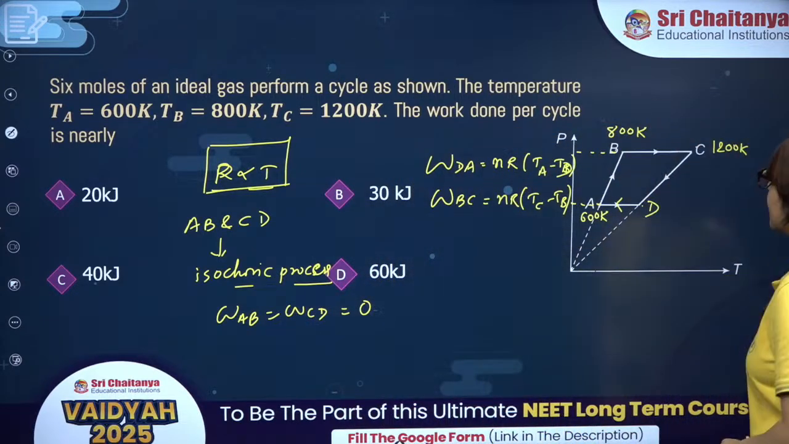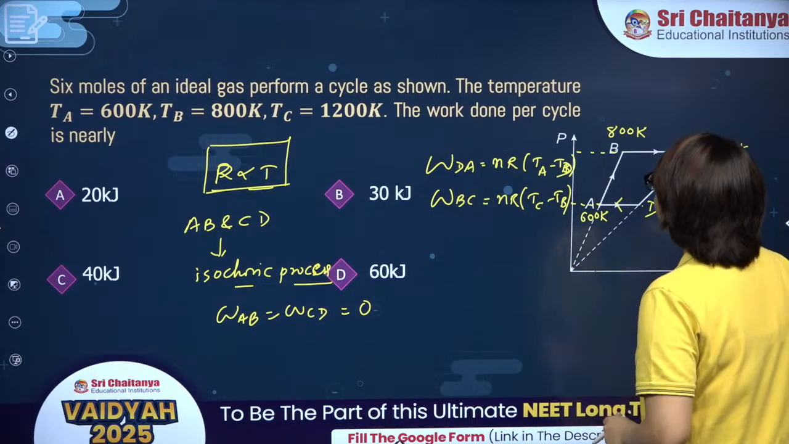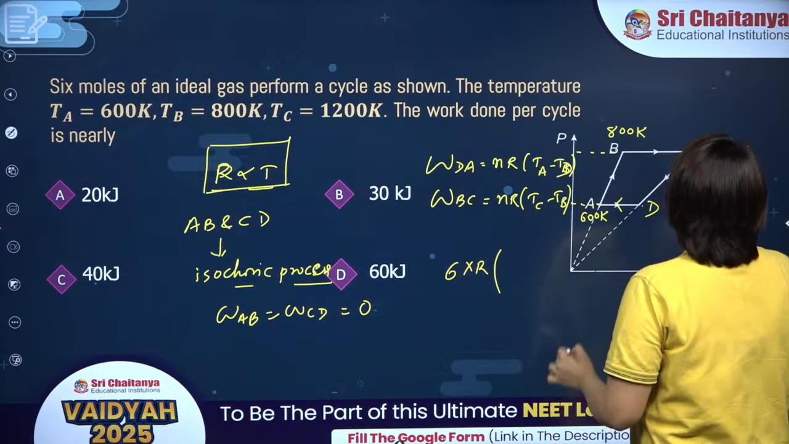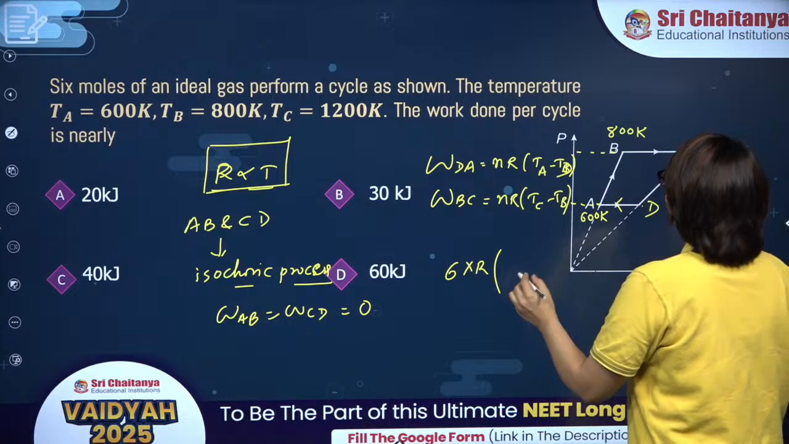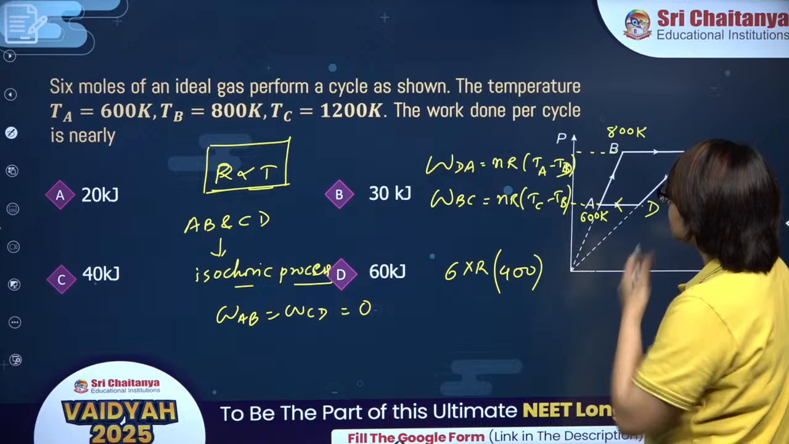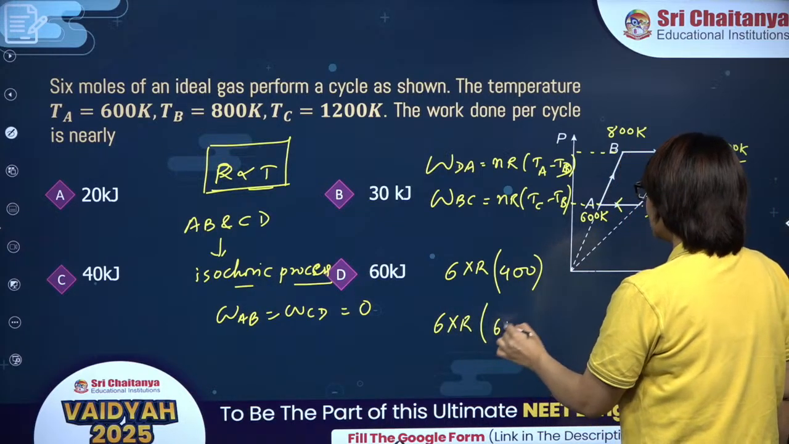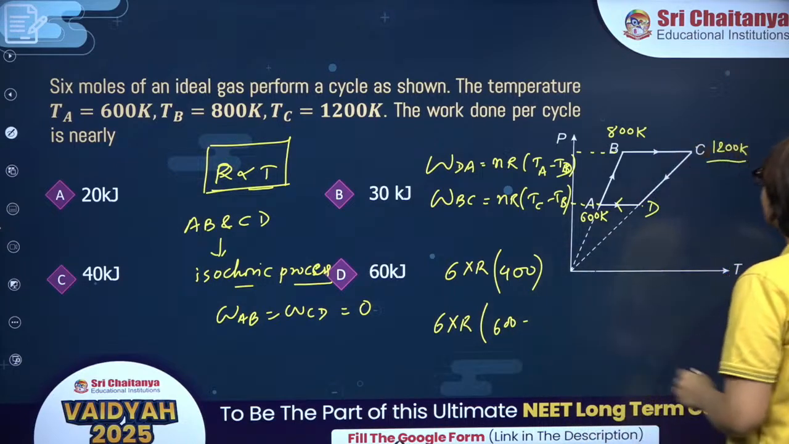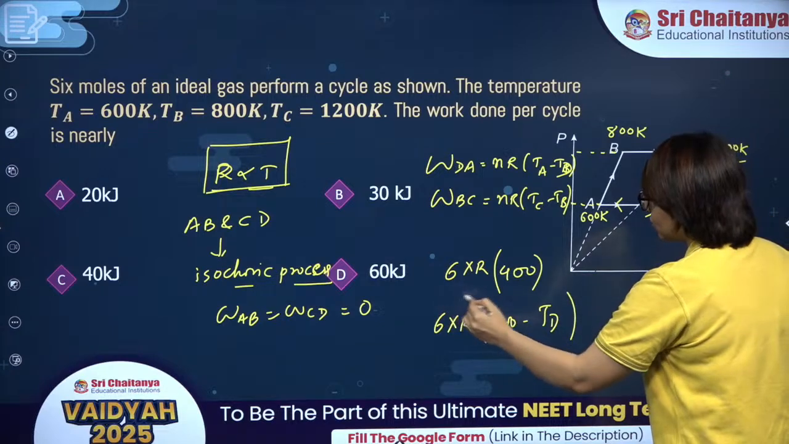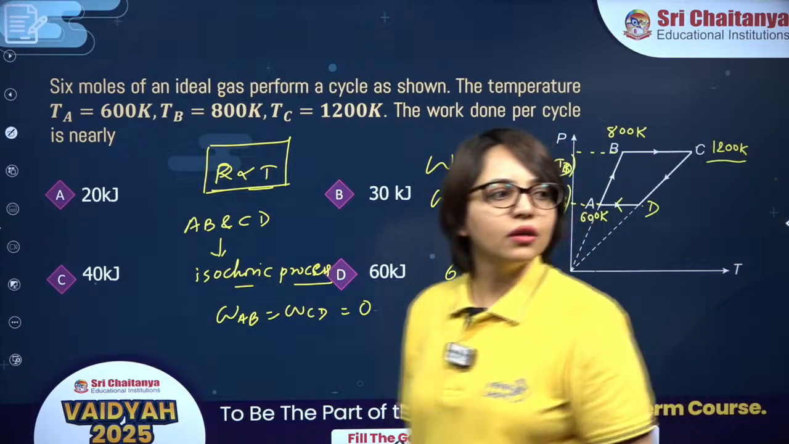So net work done in this complete cycle is work done in DA process plus work done in BC process, right? So what is the work done in BC process? N is 6, R is R, temperature of C is 1200 minus temperature of B is 800, which is 400. And at the same time, we have work done in DA process, which is nR times temperature of A minus temperature of D. I think temperature of D is not given. So if you add these two, you will get the total work done over here.